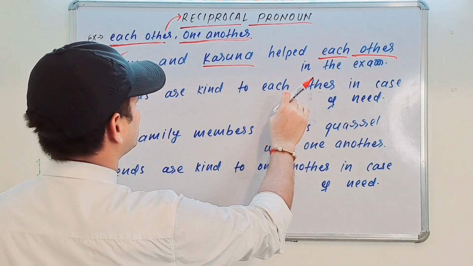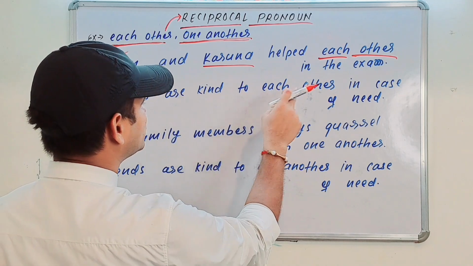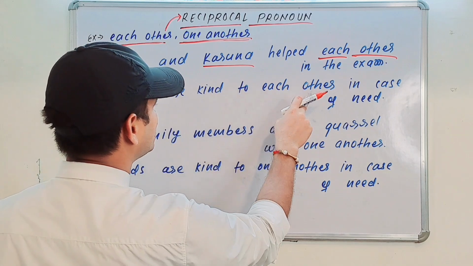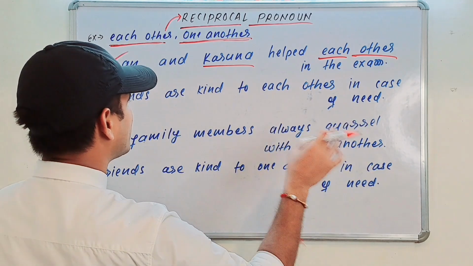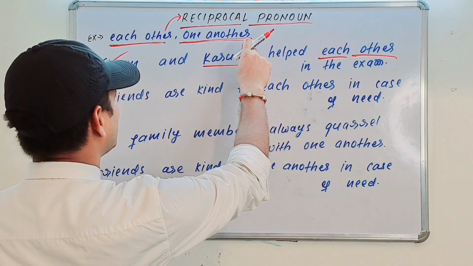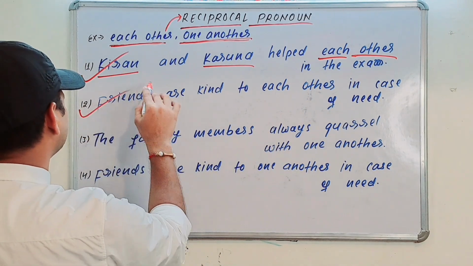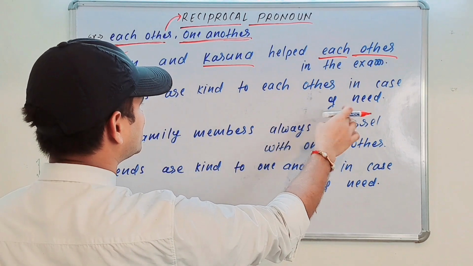We can use both in place of each other. Friends are kind to one another in case of need. Friends are kind to each other in case of need. We can use both the reciprocal pronouns in the second example. There will be no mistake.